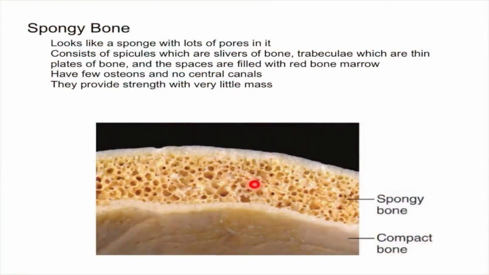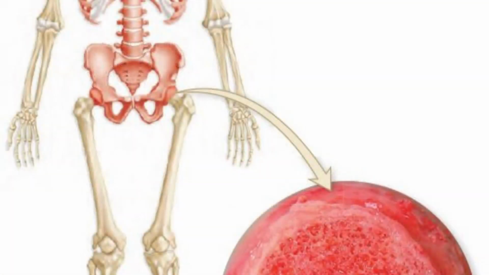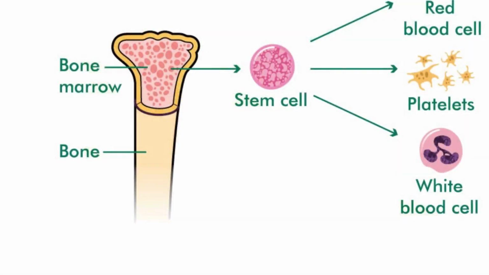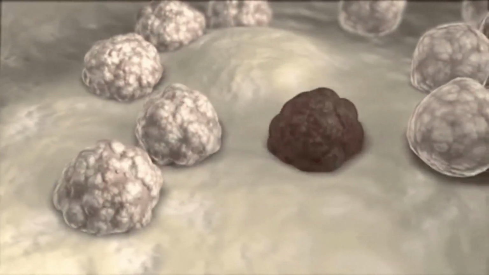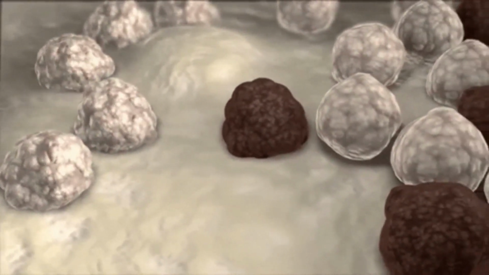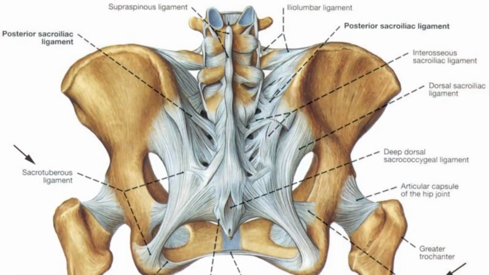Is the pelvis involved in blood cell production? Yes. Within the pelvic bones, specifically in the spongy bone of the ilium and ischium, red bone marrow is found. Red bone marrow is responsible for producing red blood cells, white blood cells, and platelets through a process called hematopoiesis.